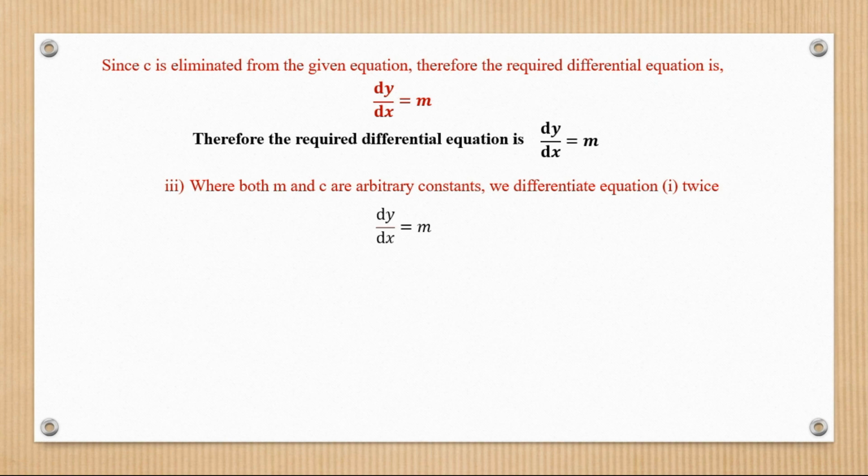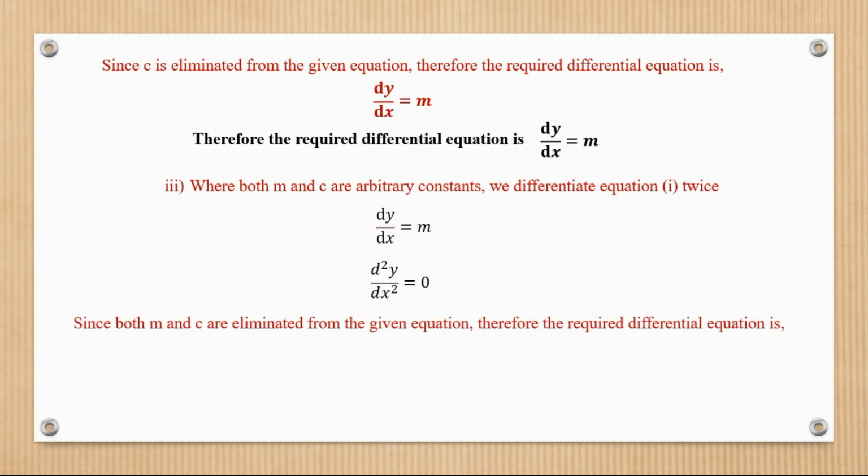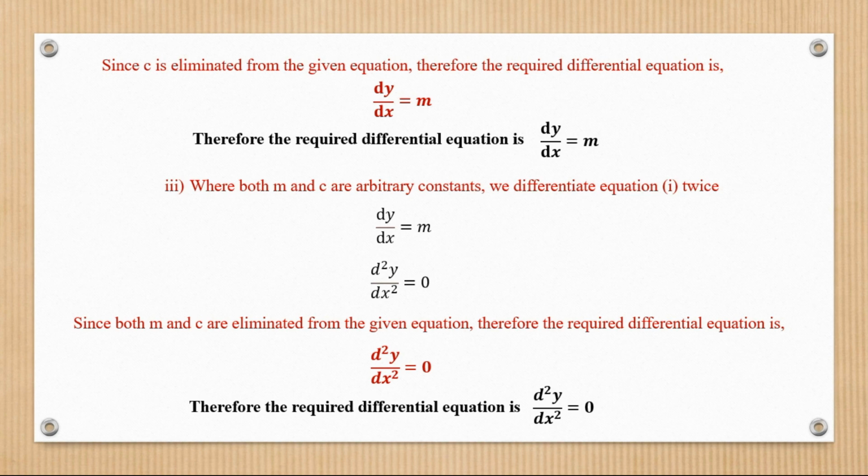When you differentiate the first time, you can see that m still remains. So you have to differentiate for the second time. The second derivative will give us 0, because that m will now disappear, since m is a constant. So now the second derivative is equal to 0. Since both m and c are eliminated from the given equation, the required differential equation is the second derivative d squared y over dx squared is equal to 0.